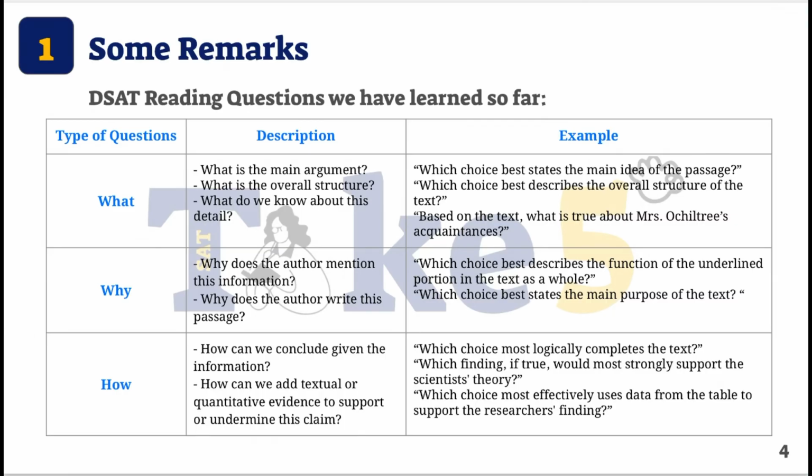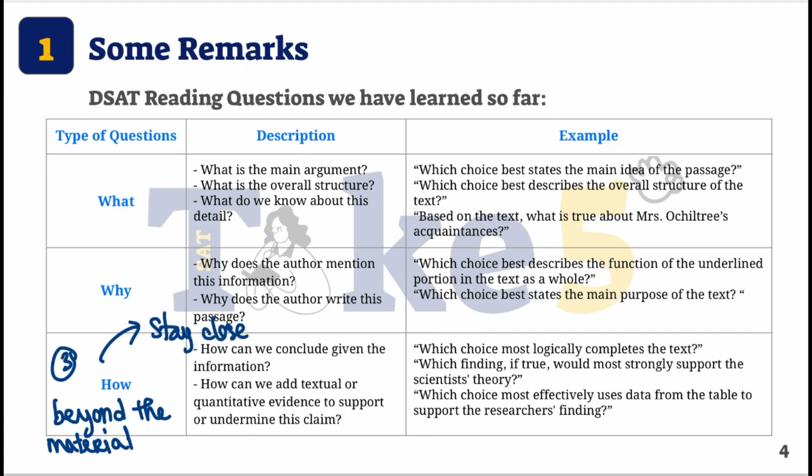Third, questions focusing on the how. What can be concluded from the given information? What textual or quantitative evidence supports or undermines a claim? These questions ask you to go beyond the material. But here's the catch. You cannot go very far. You need to stay closely anchored to the passage. That means correctly understanding what the author is claiming and sometimes why they choose a specific piece of evidence to make that claim. From there, the how breaks into two types.